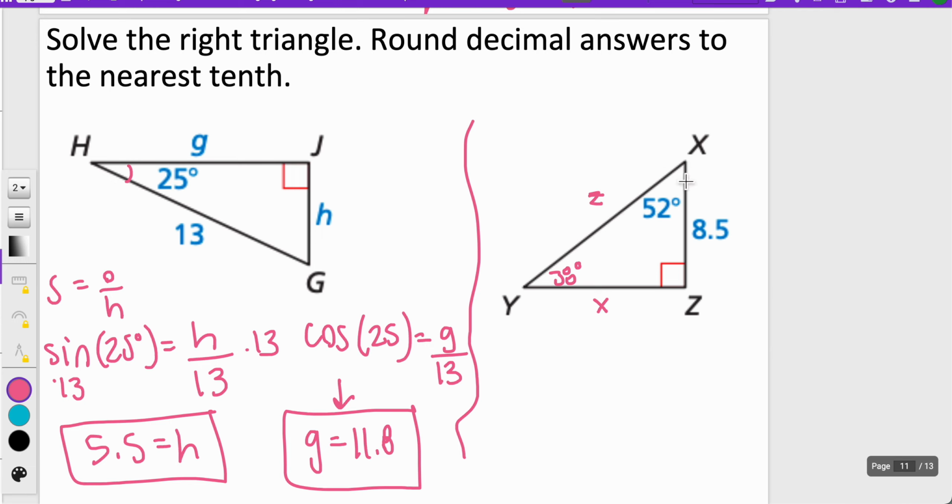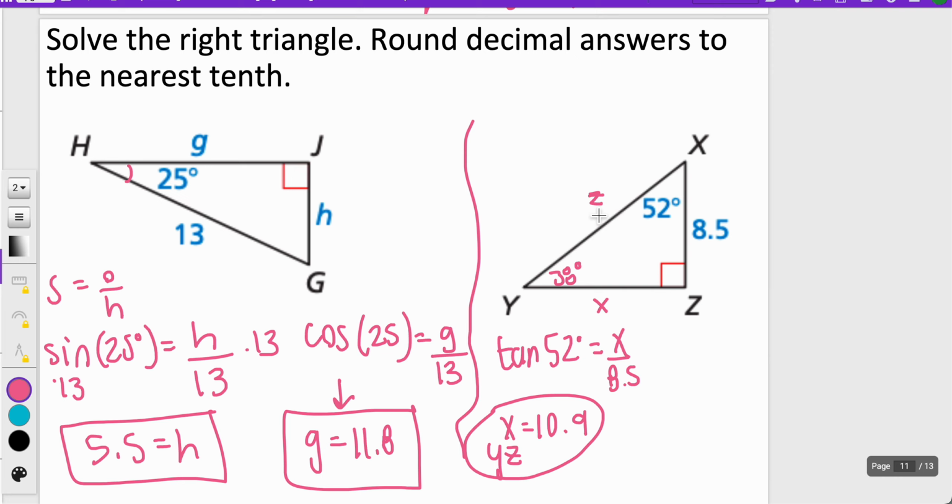I'm going to start with my given 52 degrees, and I have an adjacent next to me, so that means I probably want to use opposite over adjacent. So that's tangent of 52 degrees is equal to X over 8.5. So I'm just taking tangent 52 and multiplying that by 8.5, and I'm getting about 10.9 rounded. So X is equal to about 10.9, which is segment YZ.